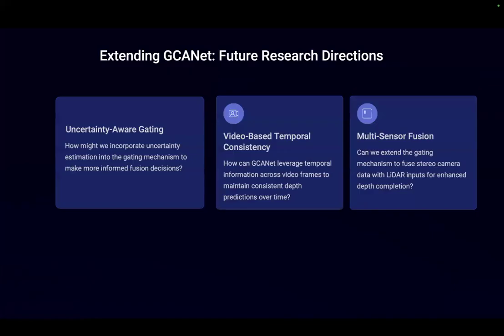And for research directions in this domain, they can add the uncertainty aspect that we discussed. Second would be video-based temporal consistency. They can add other data, video frames, so there will be temporal data as well. So prediction over time they can do, and multi-sensor fusion they can do. Instead of just taking input of the LiDAR, which is a depth map, and RGB, they can add some data from video cameras also. So that will improve the actual outputs.